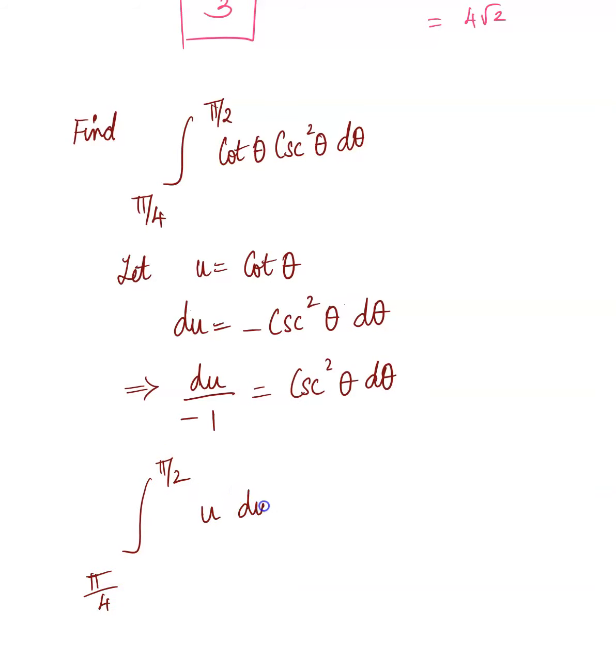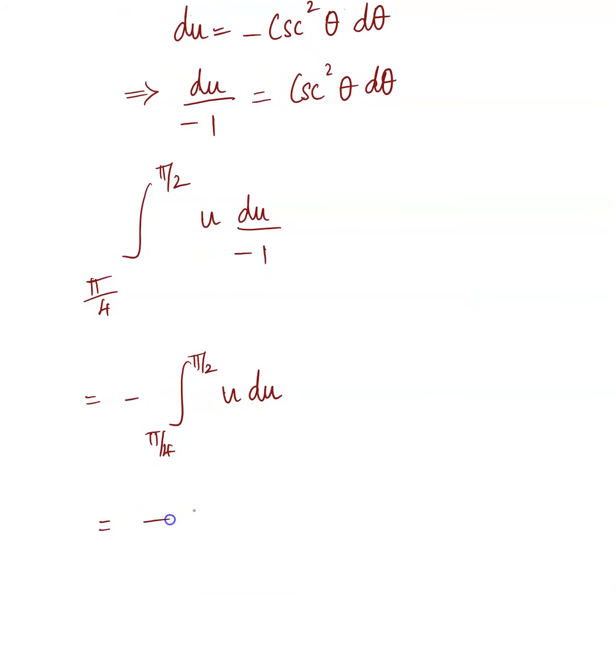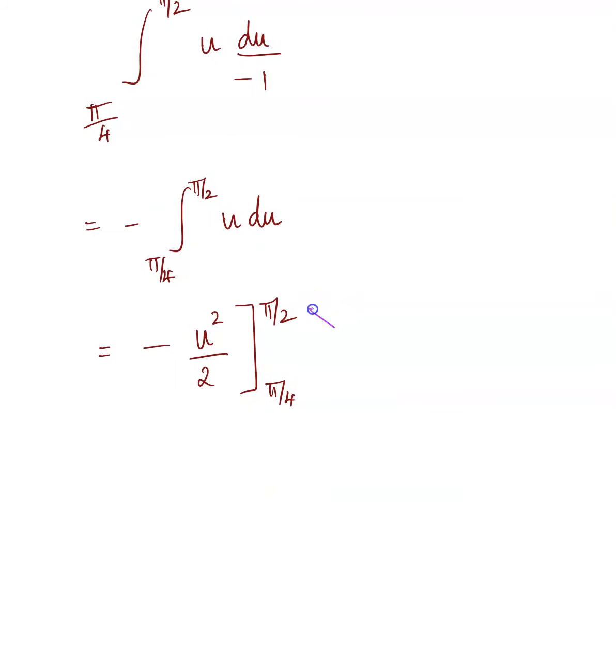U du over -1 is basically negative integral from pi over 4 to pi over 2 of u du. That's going to be u squared over 2, so negative u squared over 2 from pi over 4 to pi over 2. I will not substitute yet. So I'm saying method 2: do not sub yet.